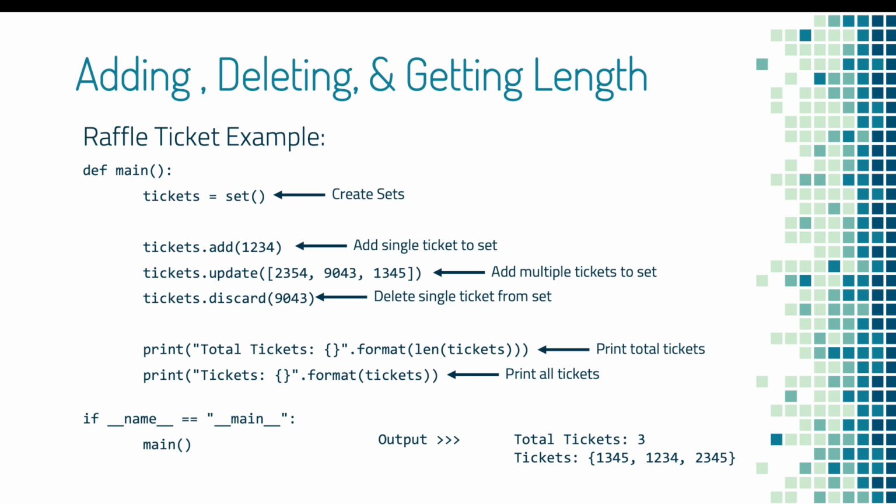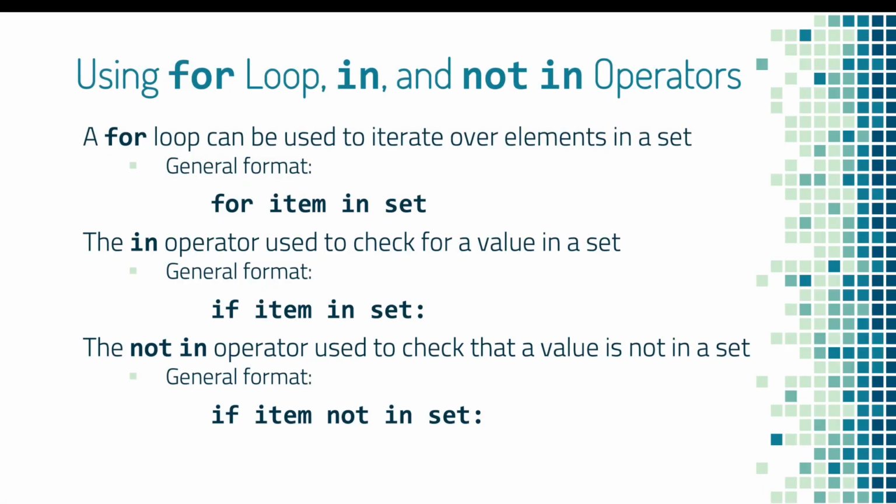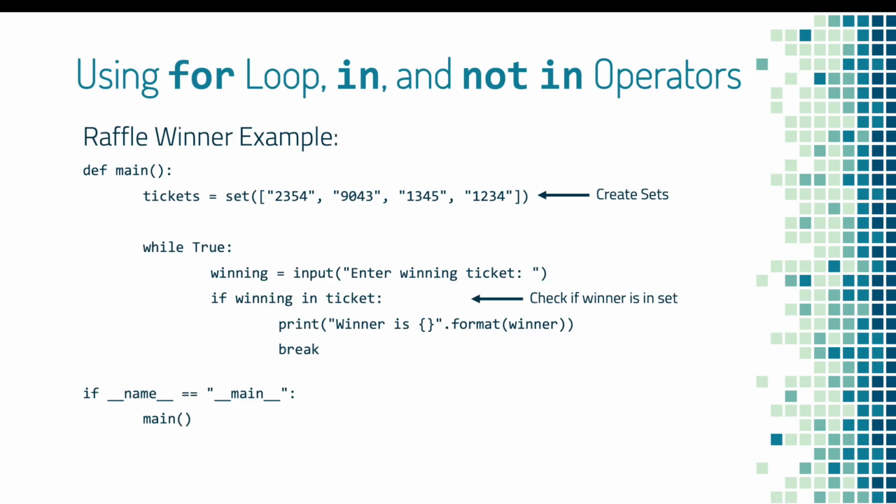Now, when you print a set, it's going to print out with curly braces. That does not mean it's a dictionary. A set is a set, a dictionary is a dictionary. Make sure you understand the difference between the two. Just like with the dictionary, you can use for item in to iterate over a set. You can use if in and if not in to also check whether something is in it or not. Okay, here's another example.